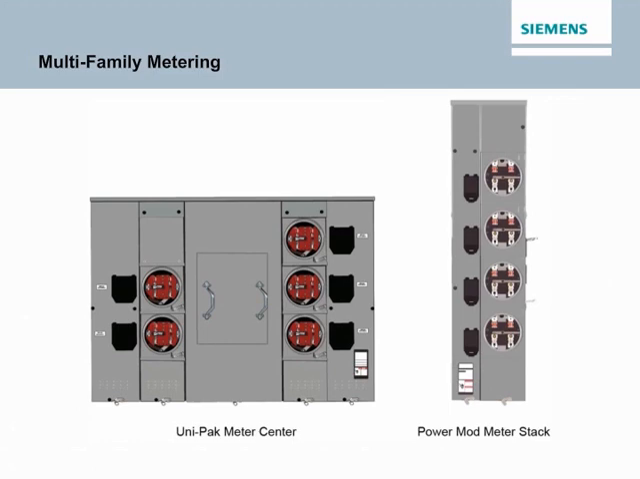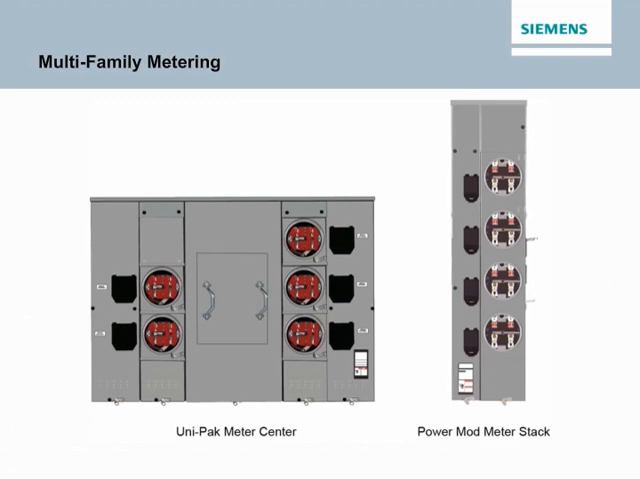Unipack meter centers are an option for multifamily dwellings and other commercial applications. These are self-contained systems with 2 to 6 meter compartments. Individual branch circuit breakers for each tenant are located in a separate compartment adjacent to each meter socket.